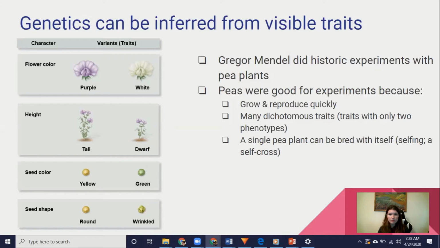Other thing that's super cool about peas is that you can breed a plant with itself. So like a flower on the right side of the plant can get crossed with a flower on the left side of the plant and make a new plant. And this is really important because it means that you can kind of control the genetics of the parent. So you can know that the two parents, because they're the same pea plant, have the same genetics. And that's useful for figuring out probabilities, for figuring out genetics.